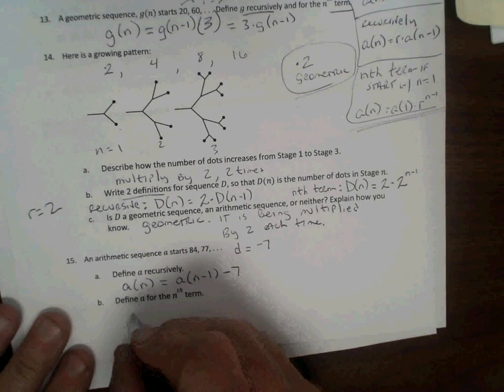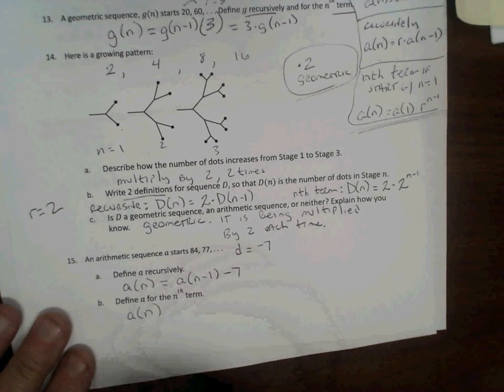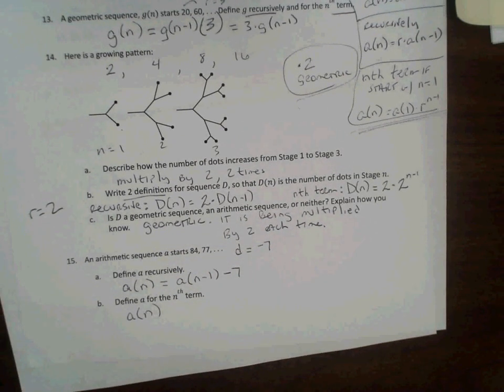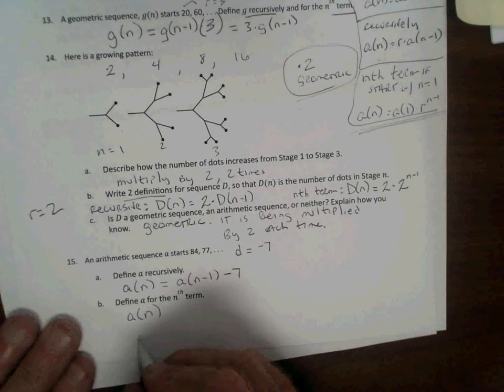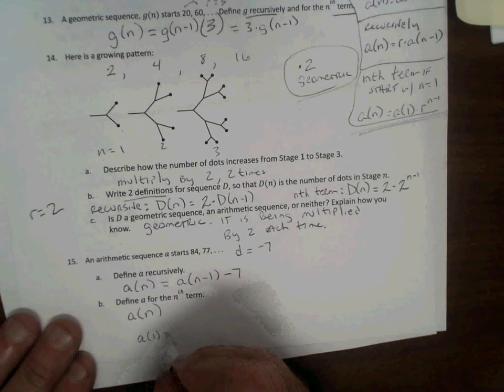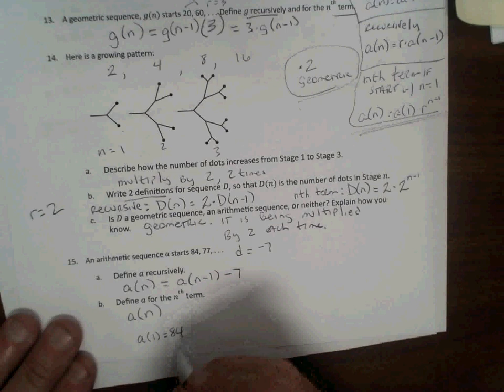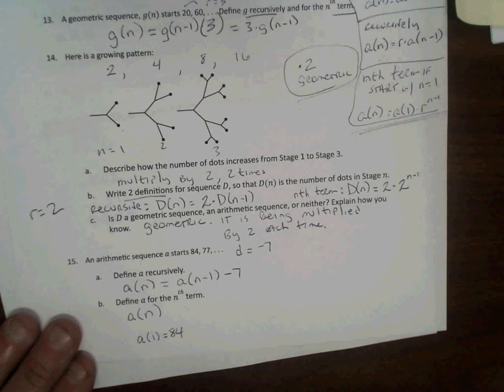And then we get the fun part, to define A for the nth term. For this one, it didn't tell us if n equals 1 or n equals 0 for the first term. So we get to choose. What do y'all want to start with? A of 1 or A of 0? We start with A of 1 equals the first term. That's 84.